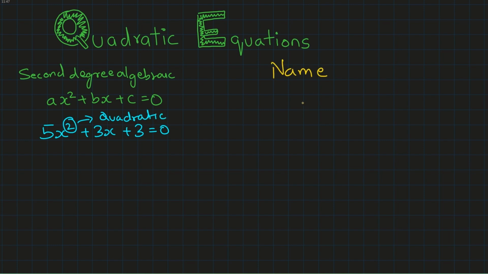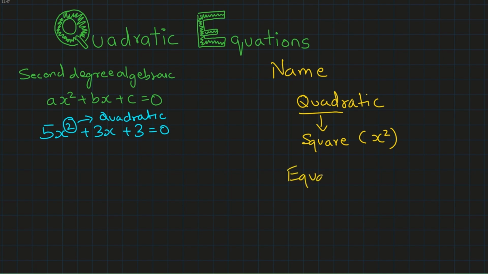From the name, we can say that the meaning of quad over here is square. That represents the variable, that is x square. Also, if you see, the highest degree of x is 2, so it is also called an equation of degree 2.